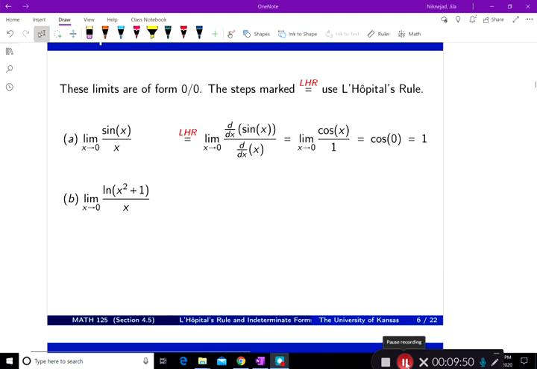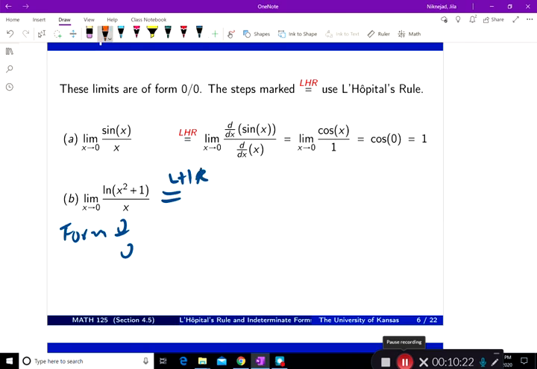The second one of these is the limit as x approaches 0 of natural log of x squared plus 1 over x. Natural log of x squared plus 1, if I plug in 0, I get ln of 1, which is 0, and then over 0. So the form is 0 over 0. Now, can I use the LHR? So let's try to use the LHR.